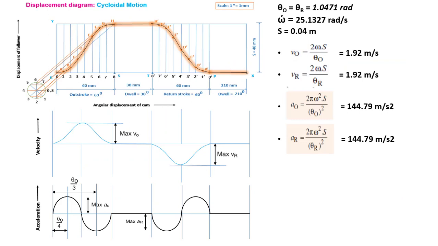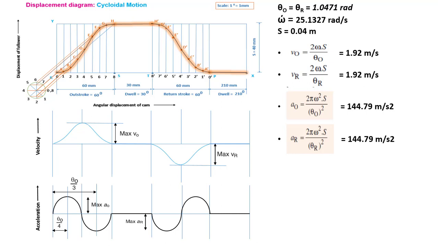Let us draw the velocity and acceleration diagram for the follower moving with cycloidal motion. First of all, calculate the maximum velocity and maximum acceleration during outstroke and return stroke with these equations. Select a suitable scale for the velocity and acceleration diagram. We see from the velocity diagram that the velocity of the follower is 0 at the beginning and at the end of the stroke and increases gradually to maximum at mid stroke.